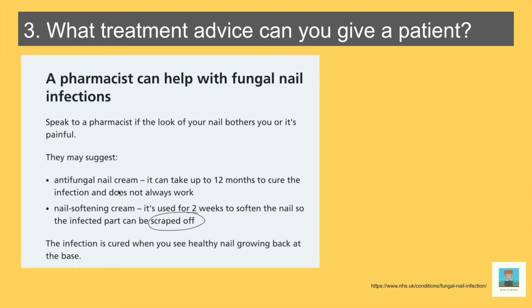And what treatment advice can you give a patient then? So the pharmacist, that's you if you're a pharmacist, hello to you, can help with these kind of infections. They may suggest antifungal nail cream, which can take up to 12 months to cure, that doesn't always work, or nail softening cream, which is used for up to 2 weeks. It softens the nail and the infected part can be scraped off. The infection is cured when you see healthy nail growing back at the base.